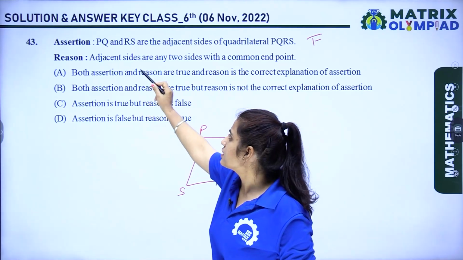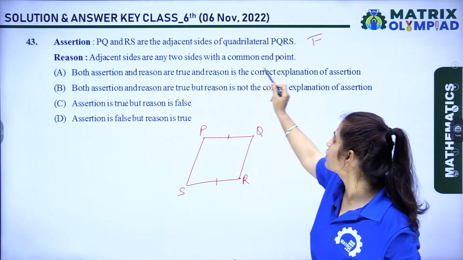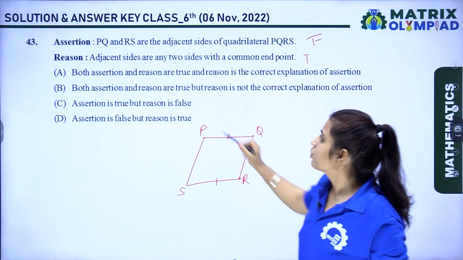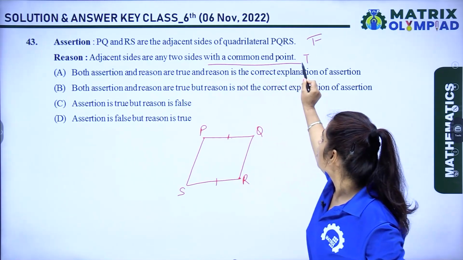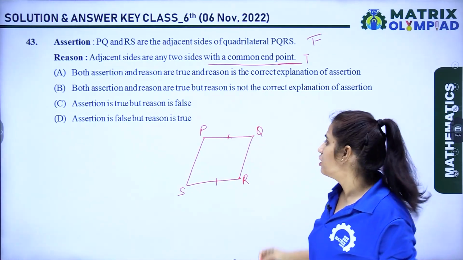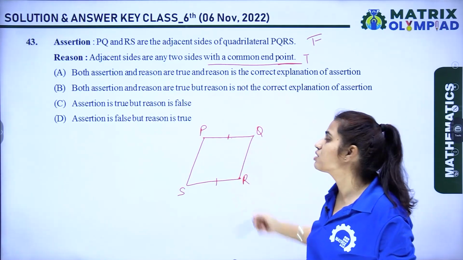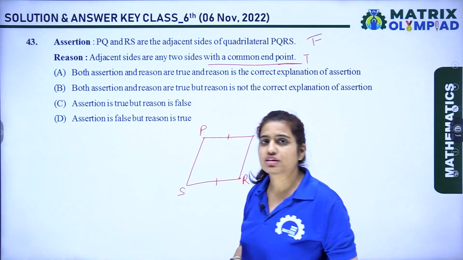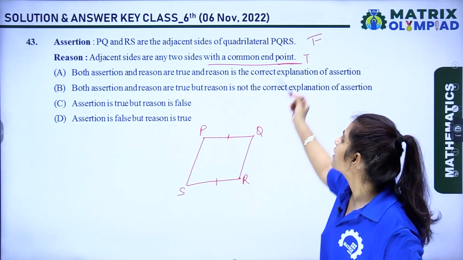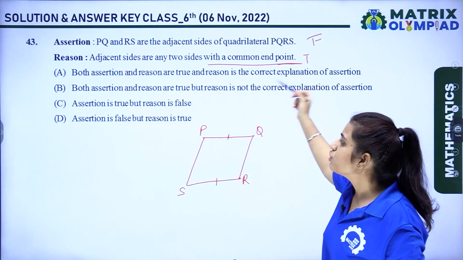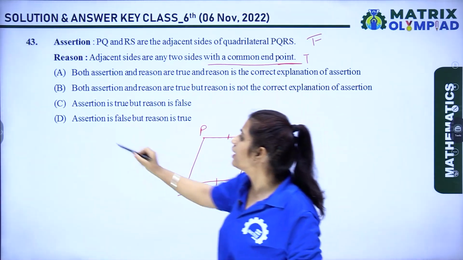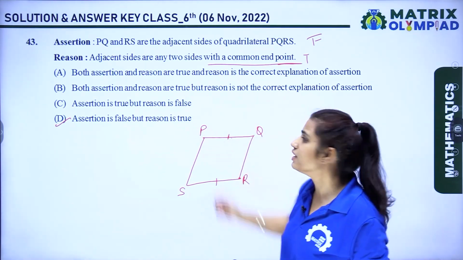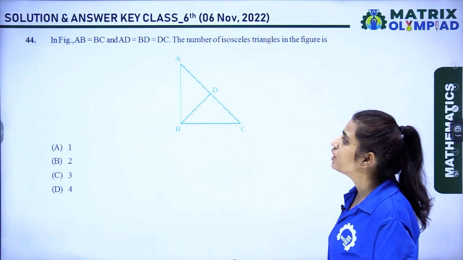The reason is: adjacent sides are any two sides with a common end point. Yes, this is true. For the adjacent sides, we should have a common end point. So here in the assertion there is no end point which is common in these two line segments. So we can say that assertion is false and reason is true. So out of these four options, option D is the correct answer, as assertion is false but the reason is true. Let's move on to the next question.